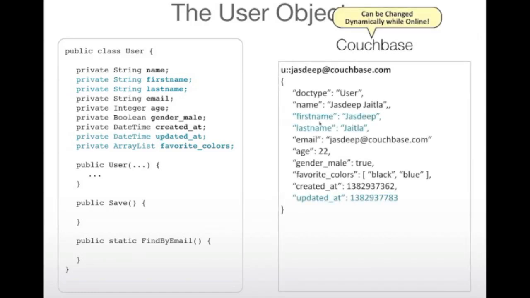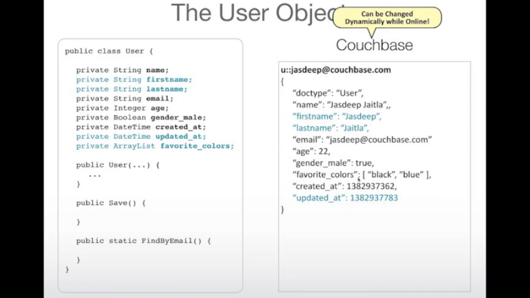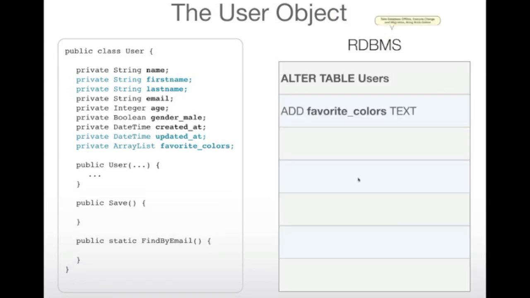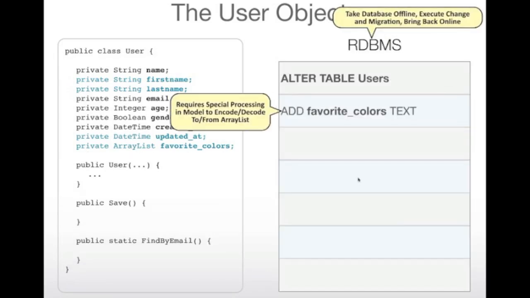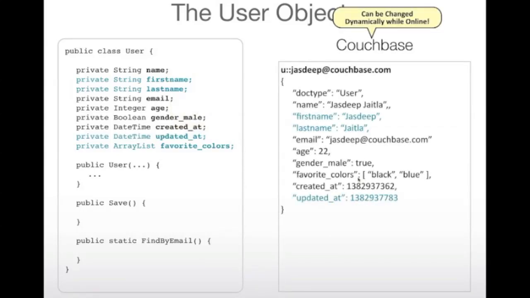Couchbase, again, really simple. Oops, I forgot to make it blue, but I've got favorite colors right here, down below. And because JSON can represent these types really easily, my favorite colors there are easily transcoded to and from JSON by my JSON transcoder.